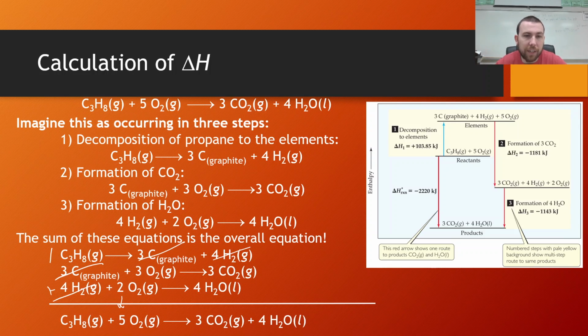You add your steps together. You reverse signs if you need to. In this particular case, we didn't need to flip anything. The only thing we'd have to do is multiply the enthalpies of formation of carbon dioxide and water by 3 and 4 respectively, and we should be able to get roughly the same answer we calculated previously. And so, ladies and gentlemen, that's Hess's Law, and that's the end of this particular unit.